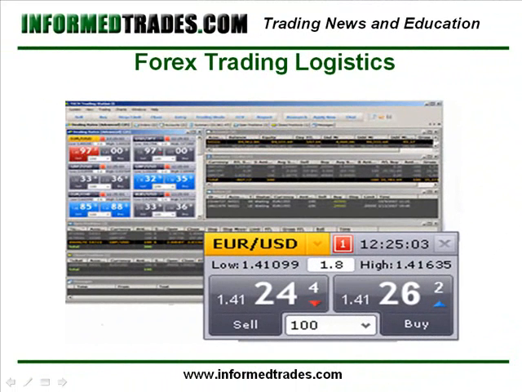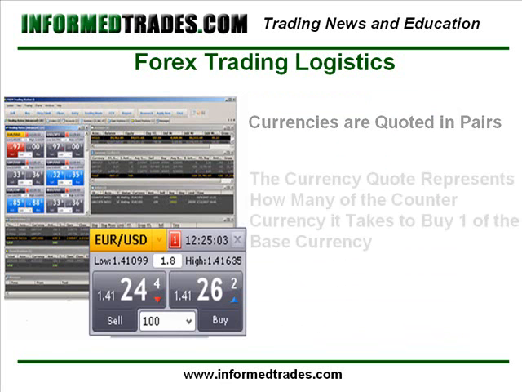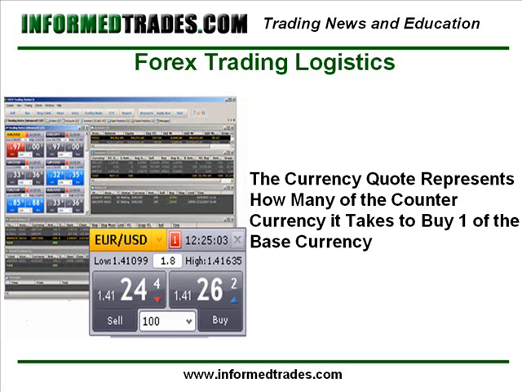Okay, so now that we understand how to read a currency quote, the next thing that it's important to understand is what an increase or decrease in the quote for a particular currency pair tells us about the value of the currencies that make up that pair. As we discussed in our last lesson, currencies are quoted in pairs or in terms of how much one currency is worth in terms of another currency. When we read a currency quote, what we are seeing is how much of the second or counter currency in the pair it takes to buy one of the first or base currency in the pair.